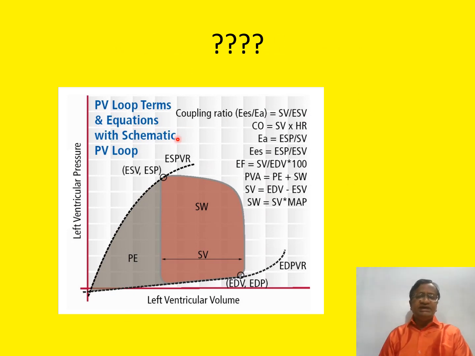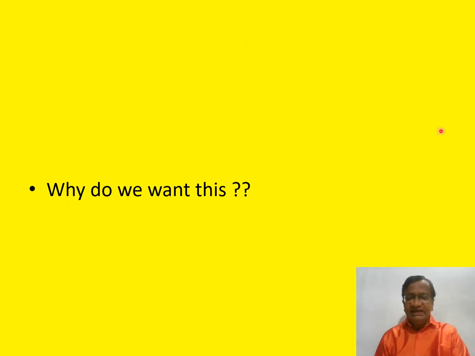So there are so many terms. This is the stroke volume. This is the potential energy of the LV. This is the stroke work, end systolic pressure volume relationships, and diastolic pressure volume relationships, ejection fraction. There are so many terms. So why do we need this at all? PV loop, cardiac cycle, all these things.